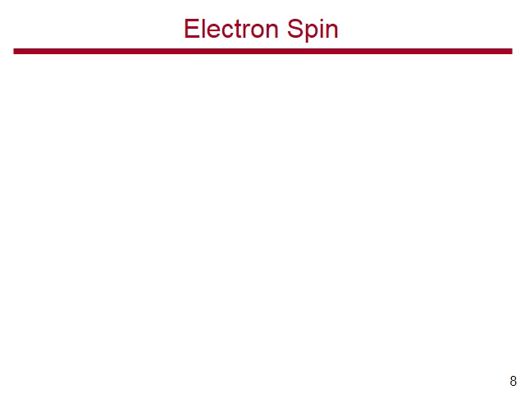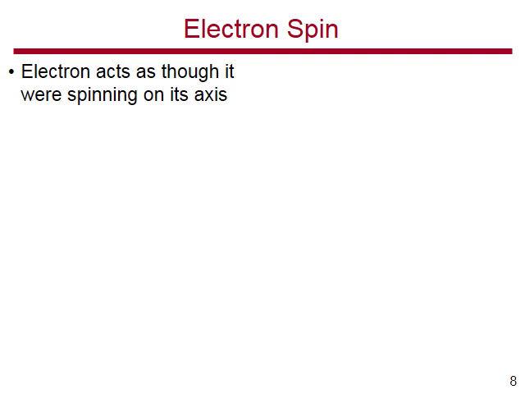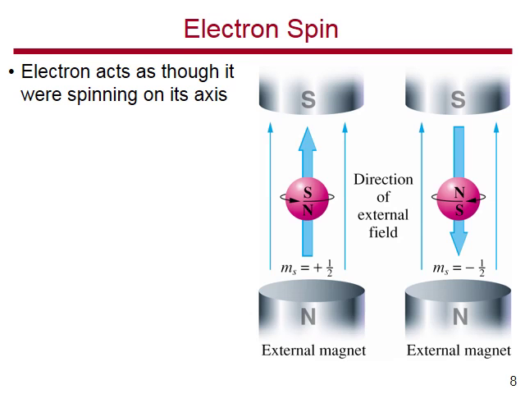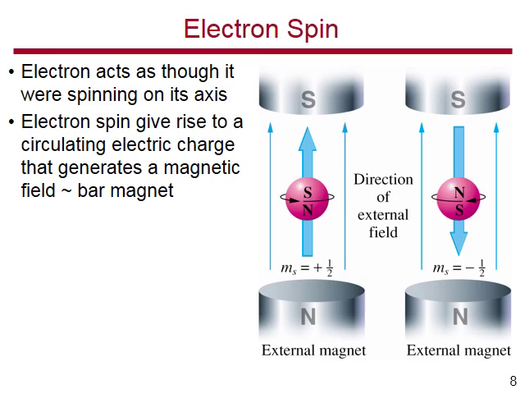Now, before we move to rule number 2 of filling in atomic orbitals, we need to know something about electron spin. Electrons act as if they were spinning on their axis, and because the electron is charged, this spin gives rise to a circulating electric charge that consequently generates a magnetic field. It's as if the electron is behaving like a bar magnet.